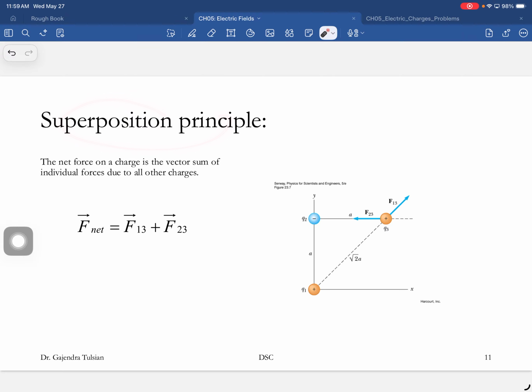Here is the superposition principle. Let's say you have multiple charges. For instance, if you wanted to calculate the force on this guy, the superposition principle states the following. To calculate the force on this guy, just consider this pair and figure out that force. The force between them is not being influenced by the presence of others.